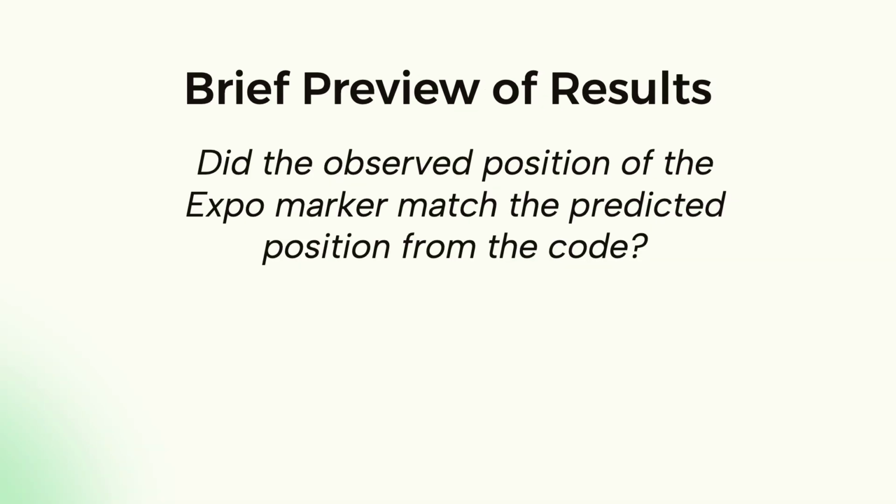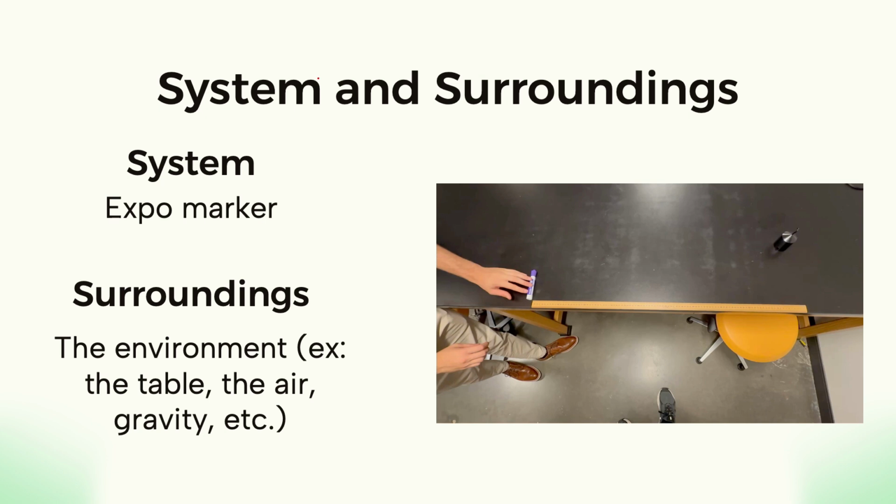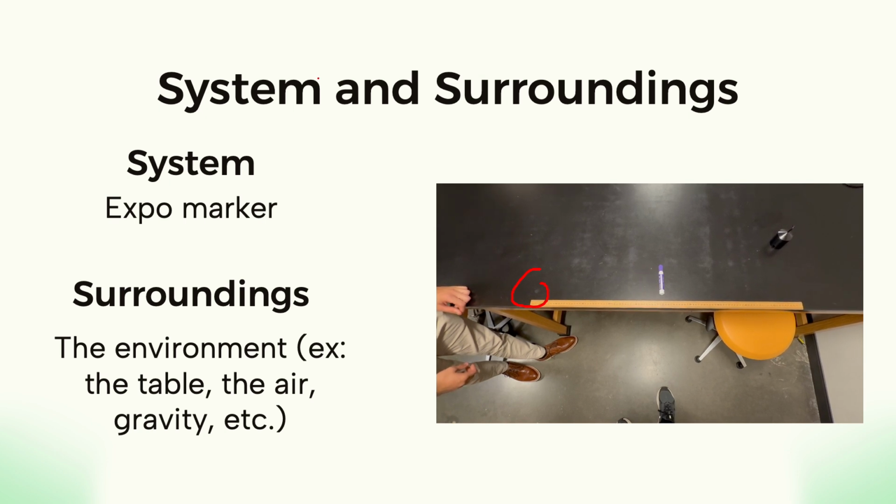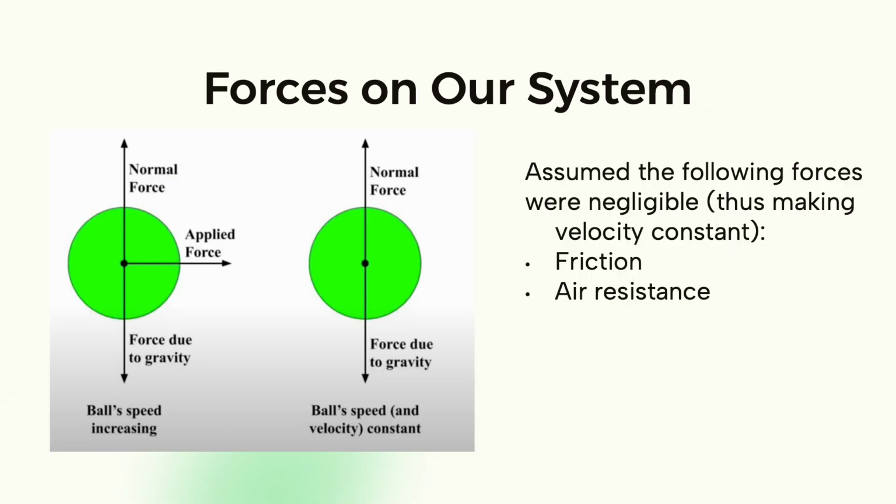And so as a brief preview of our results, did the observed position of the expo marker match the predicted position? No. And we'll see why in just a second. So looking at our models, our system was the expo marker that's moving, and our environment was the table, air, gravity, everything else at play. And so continuing our discussion of our system, the forces that we assumed were negligible to see if Fnet was 0 were friction and air resistance.